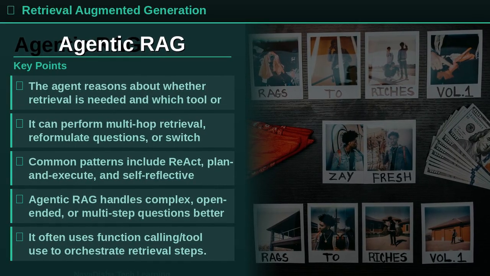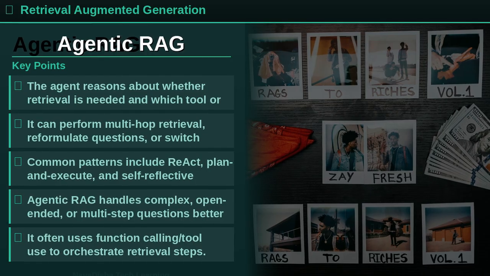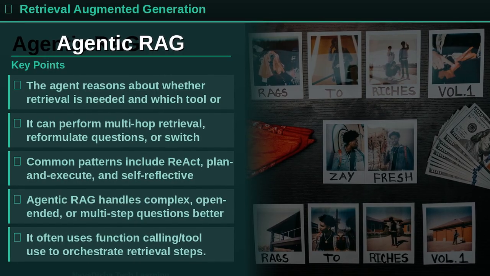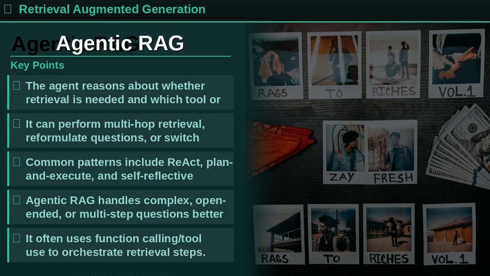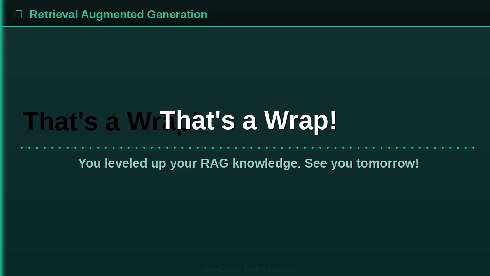Point 3. Common patterns include ReAct, plan and execute, and self-reflective agents. Point 4. Agentic RAG handles complex, open-ended, or multi-step questions better than static RAG. Point 5. It often uses function calling/tool use to orchestrate retrieval steps. And that is Agentic RAG explained.